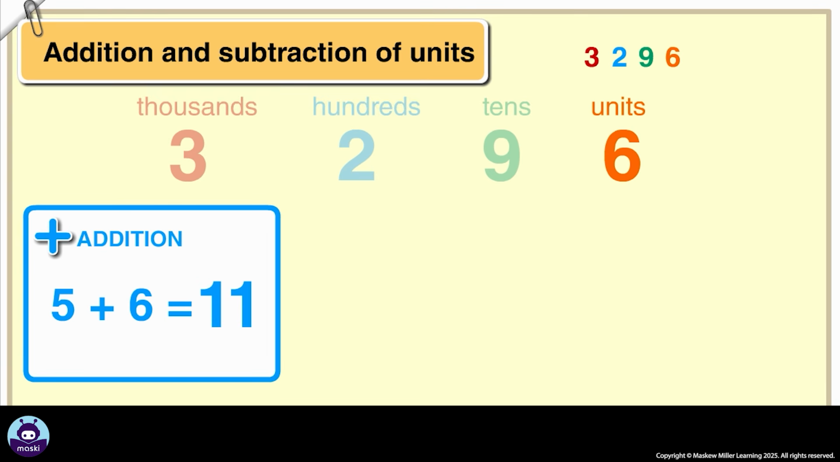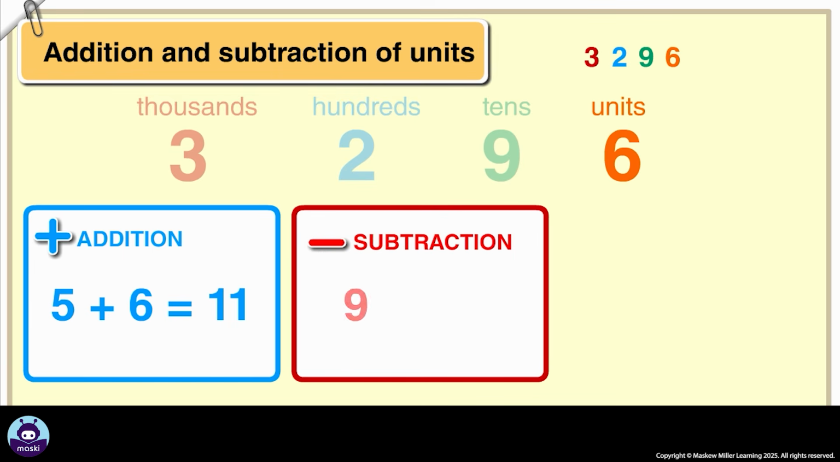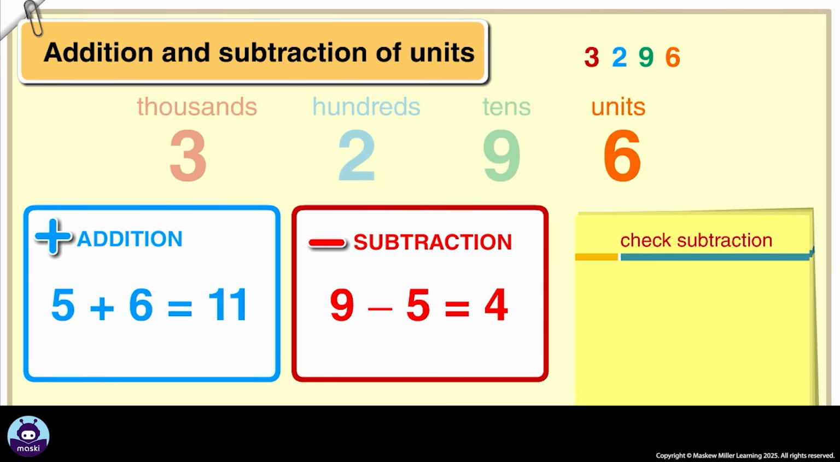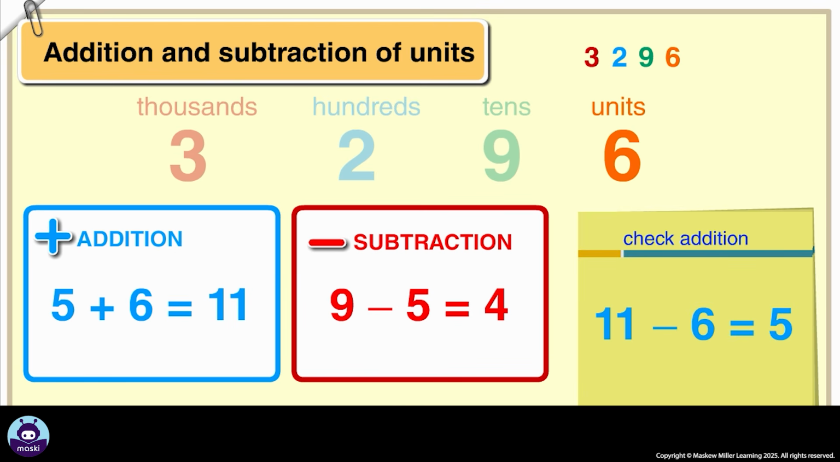Notice that the result of adding units can be more than 9 as shown in the example. Subtraction, 9 minus 5 equals 4. Notice also that addition and subtraction are opposite operations. Addition can be used to check subtraction, subtraction can be used to check addition.